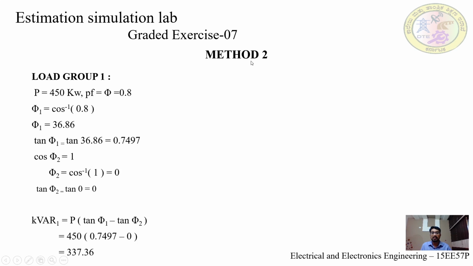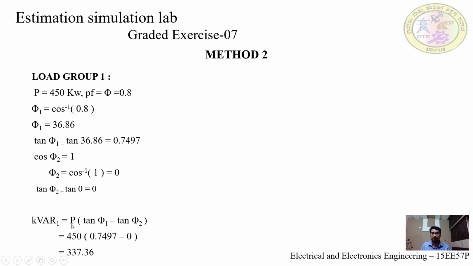Now, let us see method 2. Here, again, load group 1 is operating at 0.8 power factor. Total load is 450 kilowatt. Phi 1 is equal to cos inverse of 0.8, hence phi 1 is 36.86. Tan of this value gives 0.7497. Cos phi 2 is 1; this is the target power factor, and the earlier one is the actual power factor. So phi 2 is equal to cos inverse of 1, which is 0. Hence tan phi 2, that means tan 0, is 0.